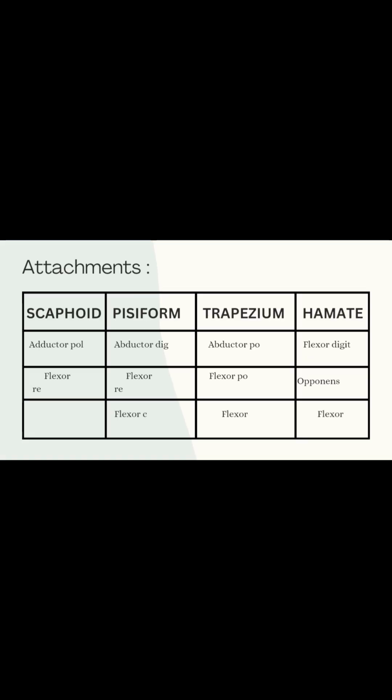Attachments. Scaphoid: adductor pollicis brevis, flexor retinaculum. Pisiform: abductor digiti minimi, flexor retinaculum, flexor carpi ulnaris. Trapezium: abductor pollicis brevis, flexor pollicis brevis, flexor retinaculum. Hamate: flexor digiti minimi, opponens digiti minimi, flexor retinaculum.